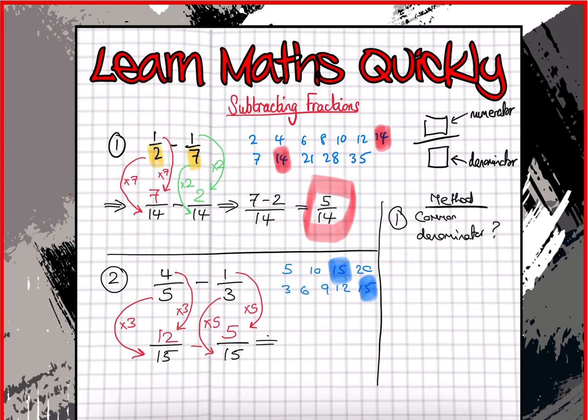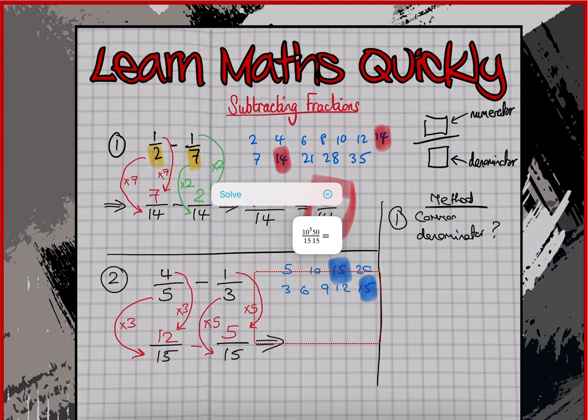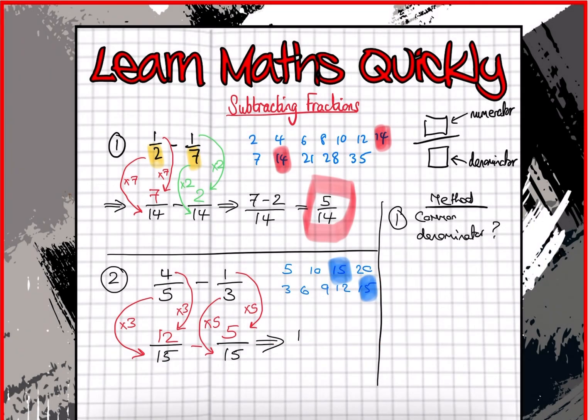And just like in our first question, you just look at the numerators. So 12 subtract 5 all over 15, which is the same as saying 7 over 15.